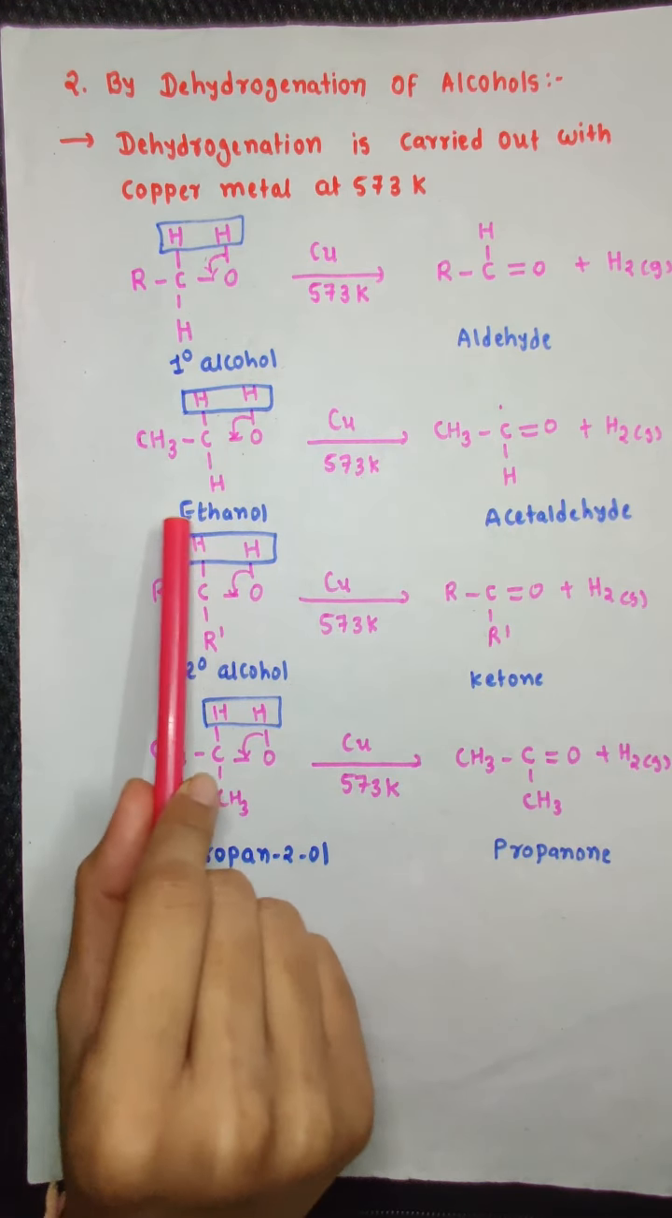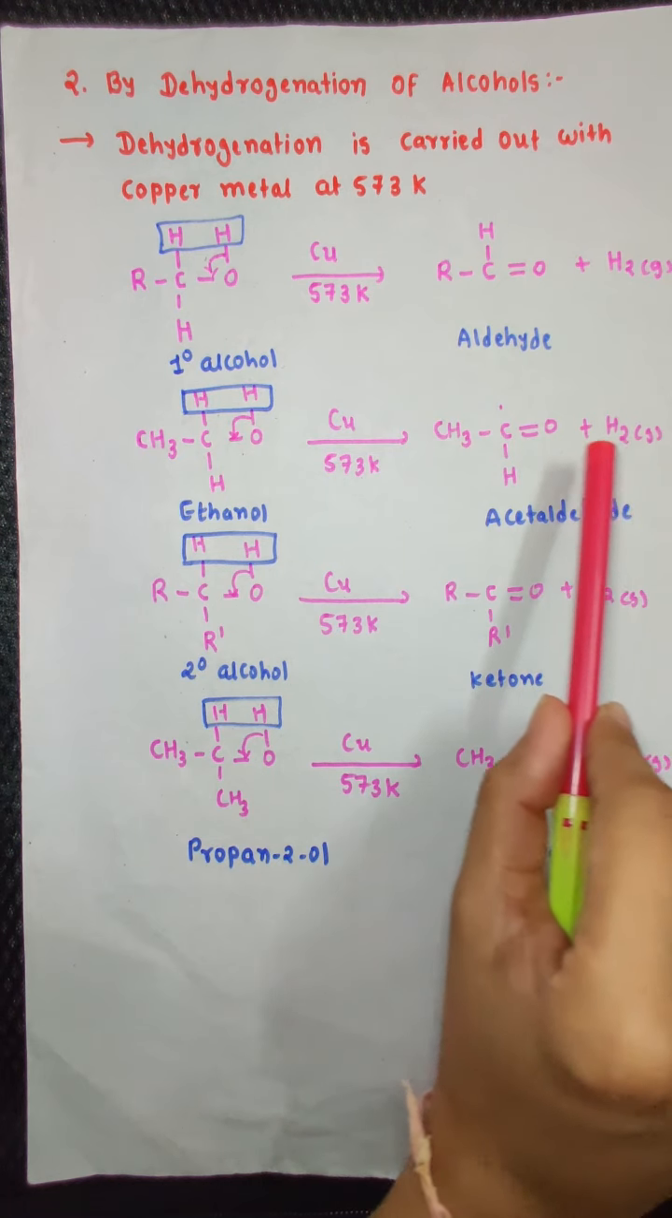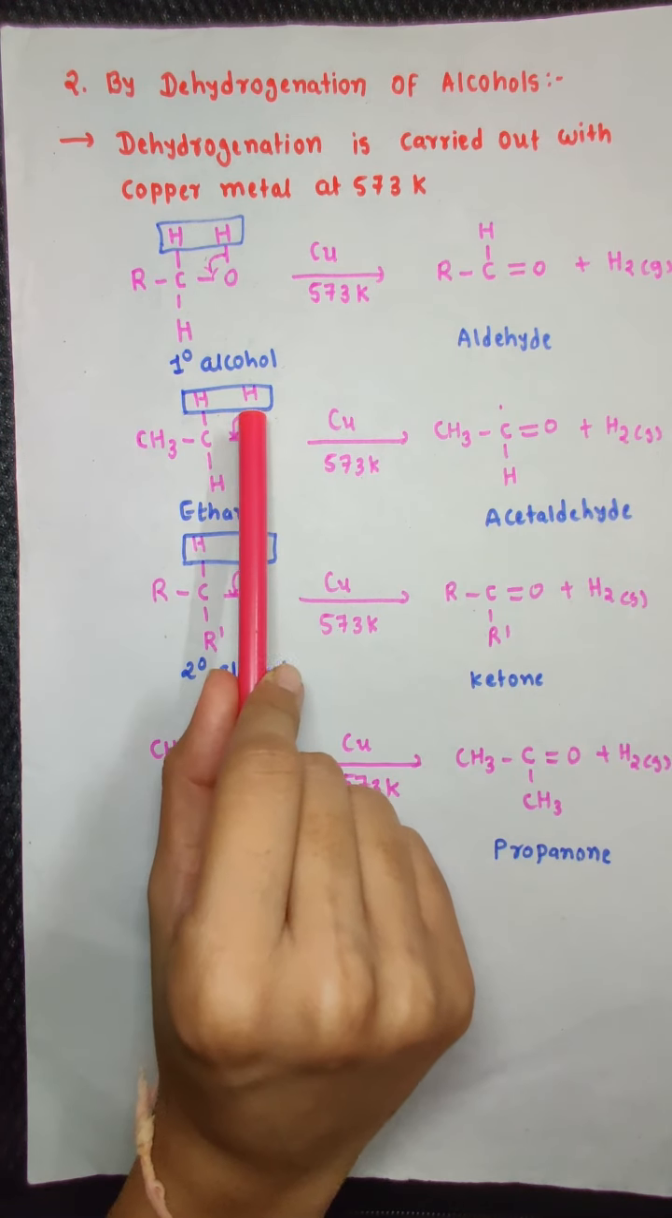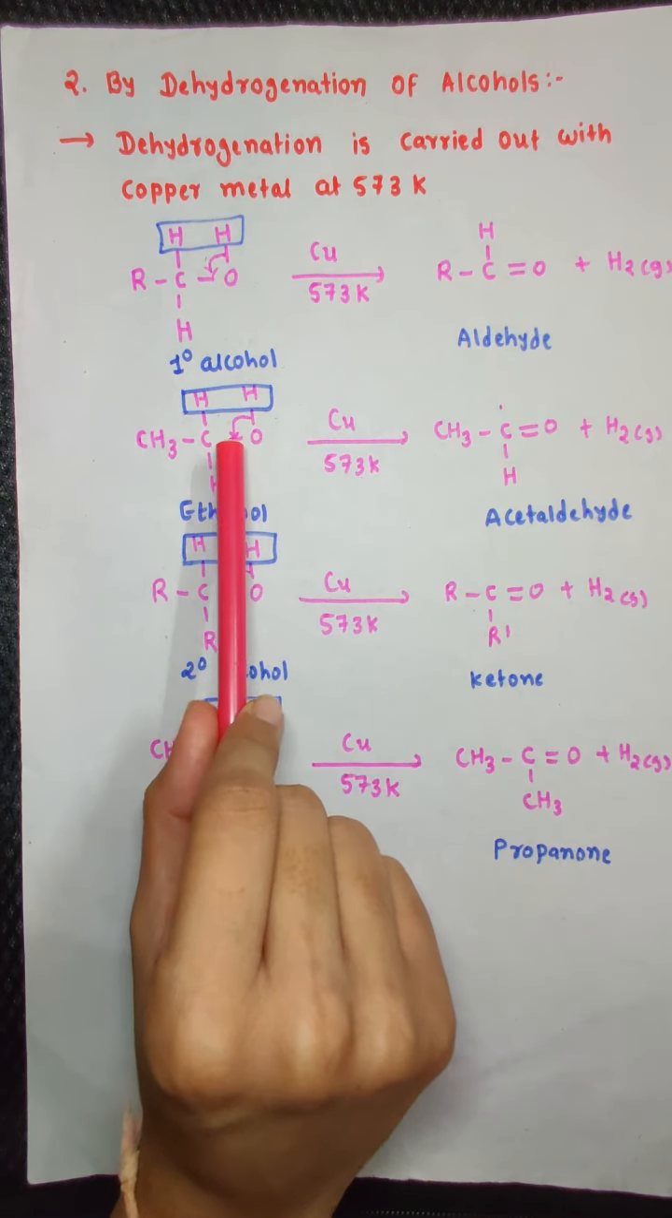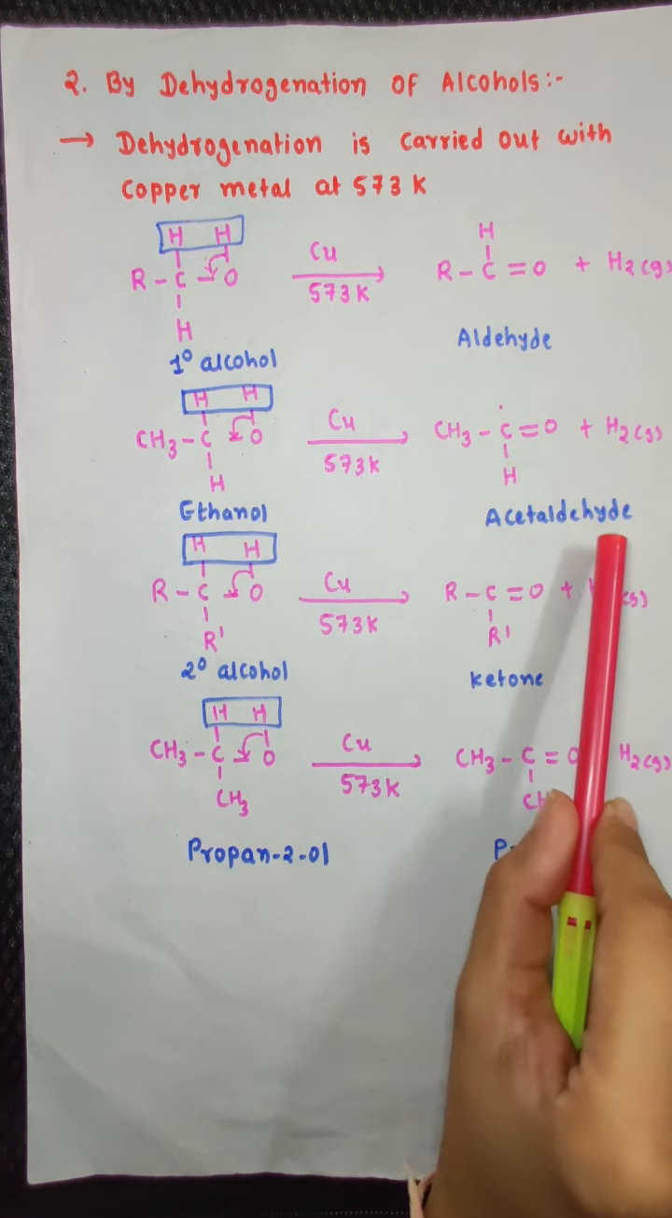Ethanol, CH3CH2OH, on treatment with copper metal at 573 Kelvin once again loses a hydrogen molecule, one hydrogen atom from carbon, one hydrogen atom from oxygen, and hydrogen molecule gets eliminated. And the bond electron shifts between carbon and oxygen, giving us acetaldehyde.